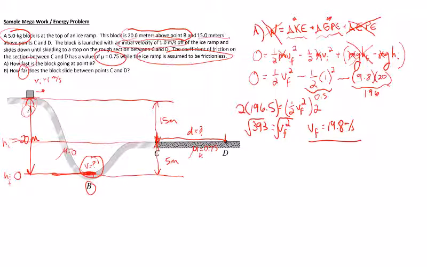Bam. You just did a MegaWork energy problem. It's that simple. So it looks very daunting with an equation, but we should be able to simplify it and kind of work it out. Part B is going to work the same way. So we're going to start off with the MegaWork.